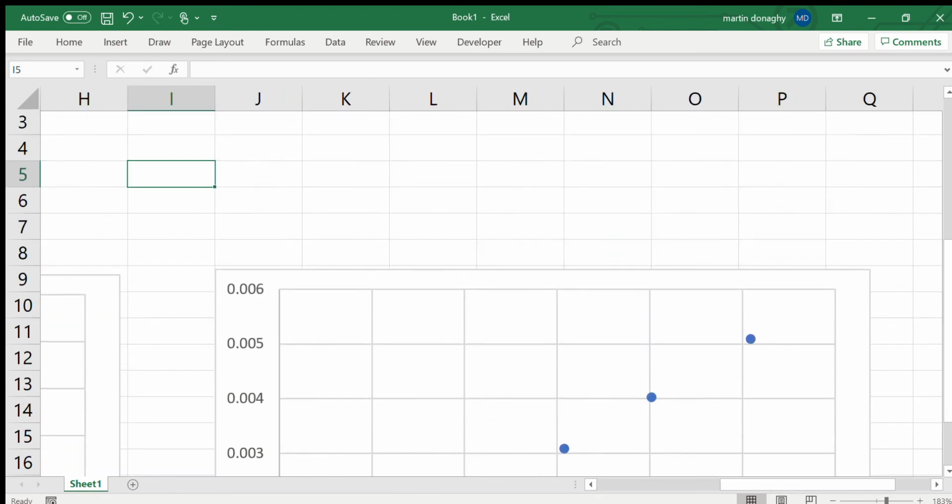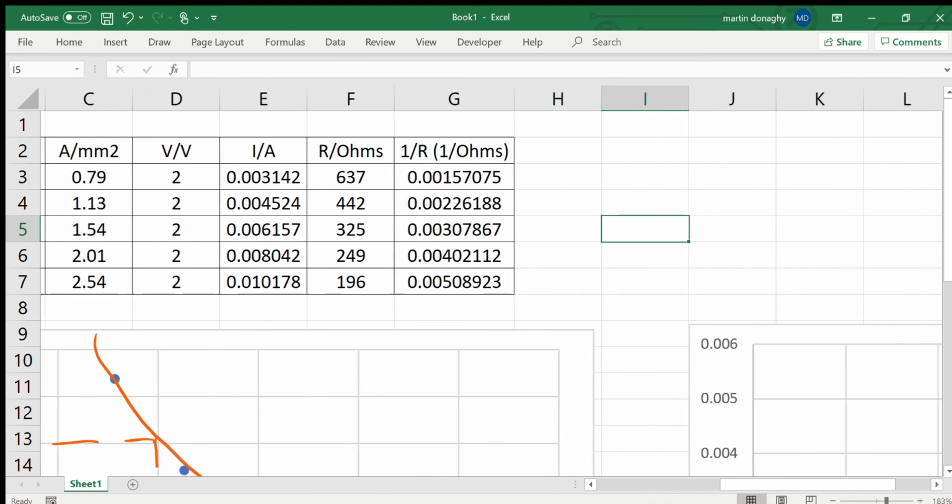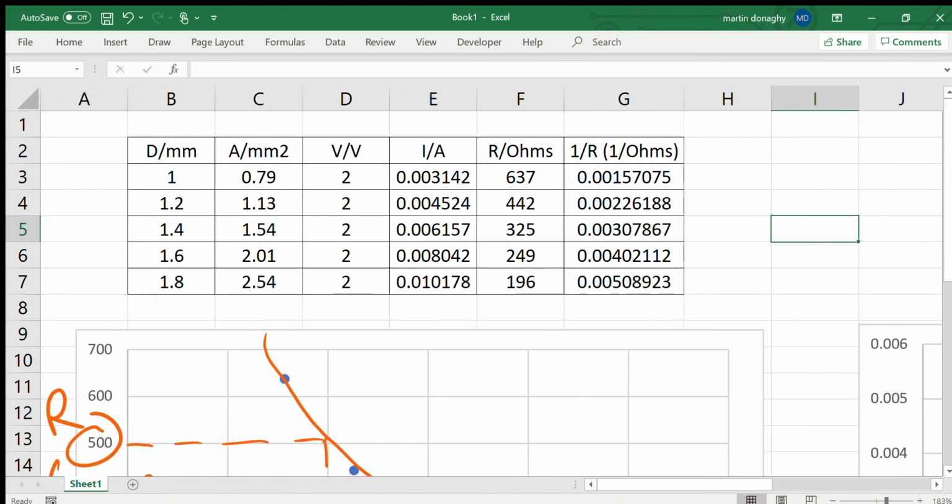But a better way of proving inverse proportionality is this. A is inversely proportional to R, that's one way of writing it. But another way of saying that would be A is directly proportional to 1 over R. So rather than saying A and R are inversely proportional, we can say A is directly proportional to 1 over R. And what we do in this final column is calculate 1 divided by the resistance here.